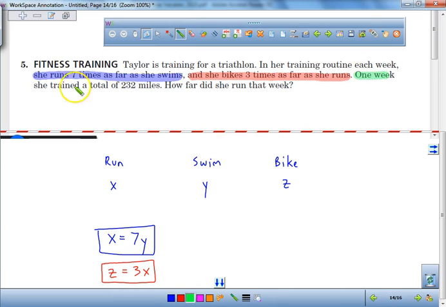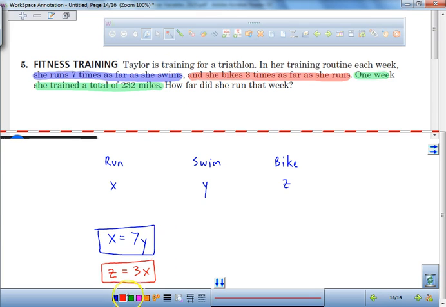And then last it says, in 1 week she trained a total of 232 miles. So what does that mean? That means the running plus the swimming plus the biking all equal 232 miles. How far did she run? Which is x. Very good. So eventually we're finding x.